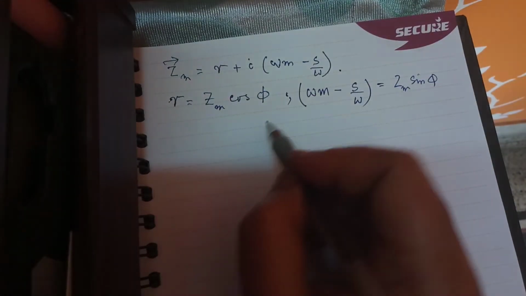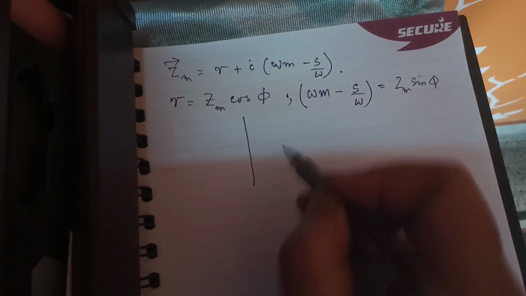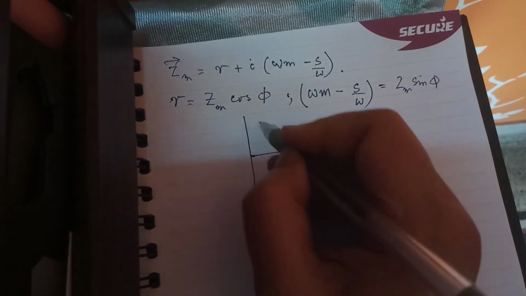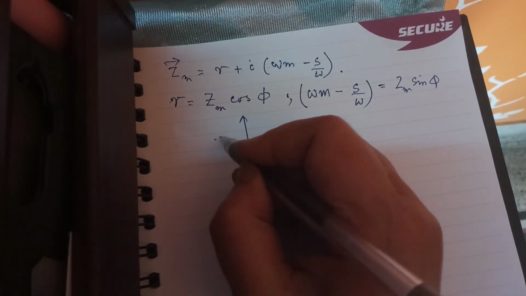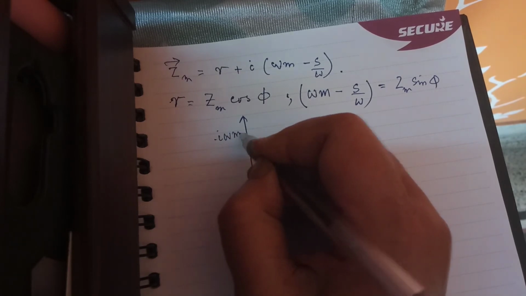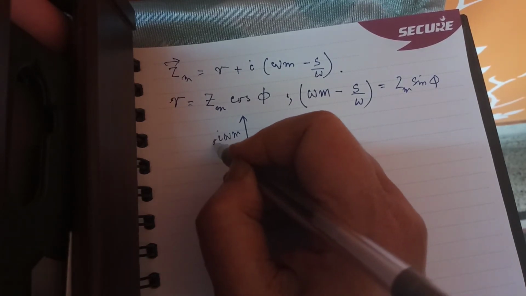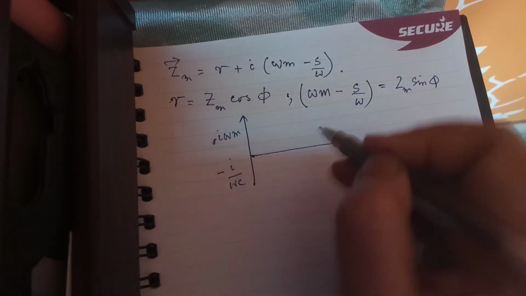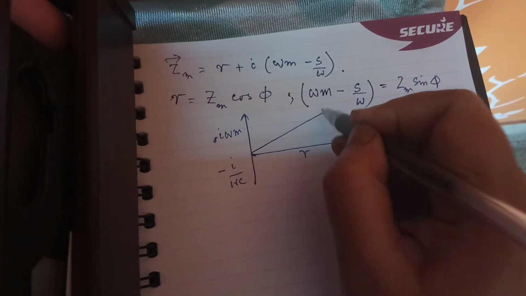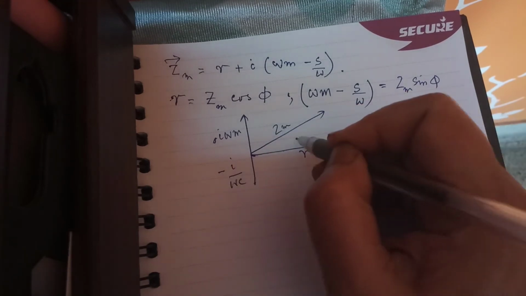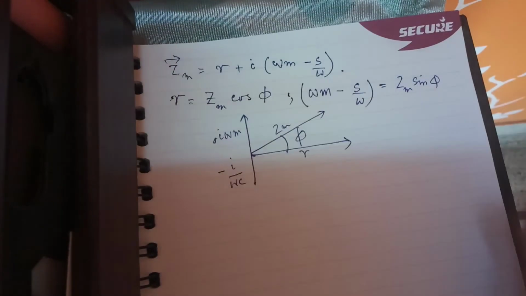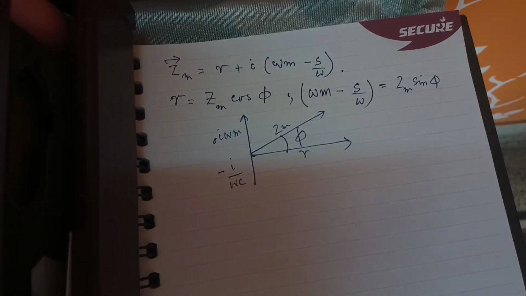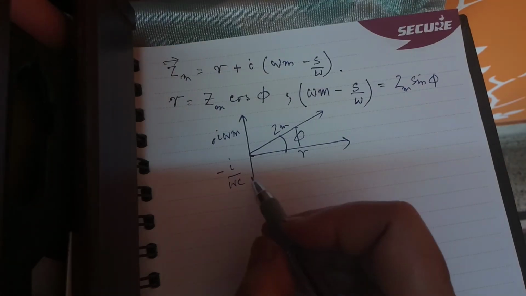The same vector diagram, if you refer to, this is I omega m, this is minus I by omega c. This is r. This is your Zm. So this is your phi. So this is what you get.